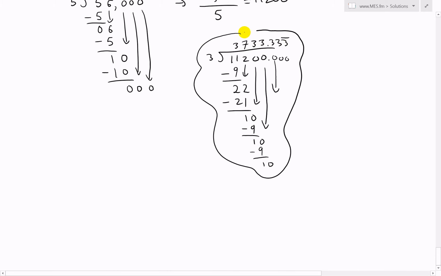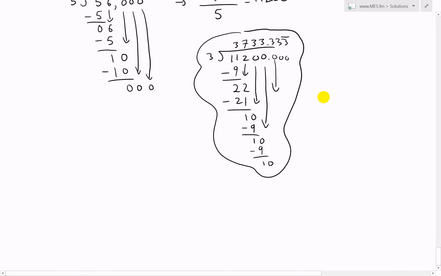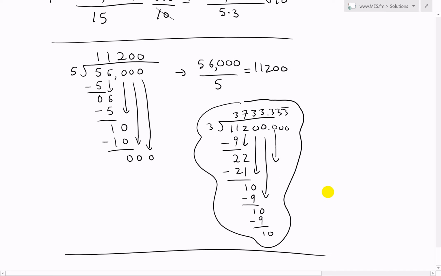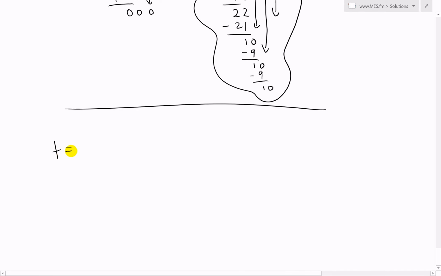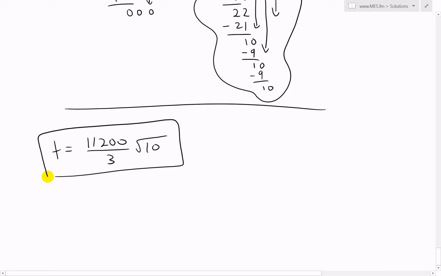Again, that's just for completeness' sake. So having this all together, now we finally get t is equal to 11,200 divided by 3 times square root 10. This is the exact answer. And this is in seconds. I'll write seconds. So that is our answer.